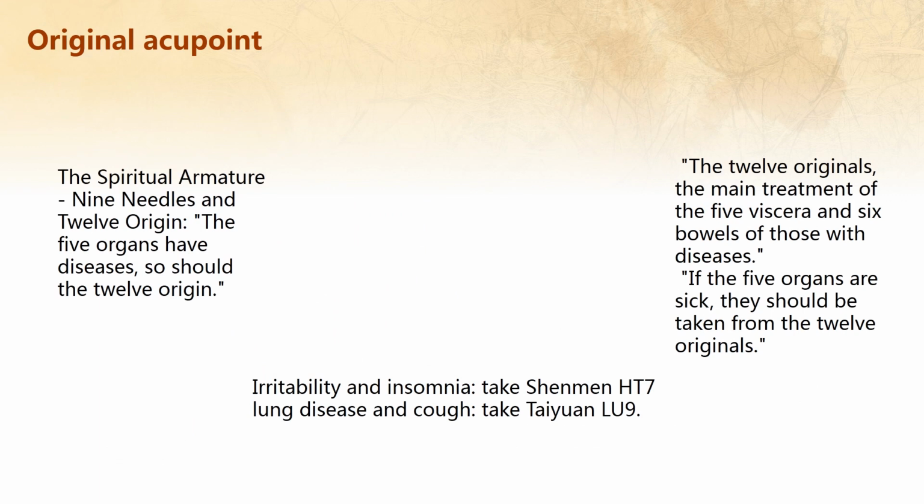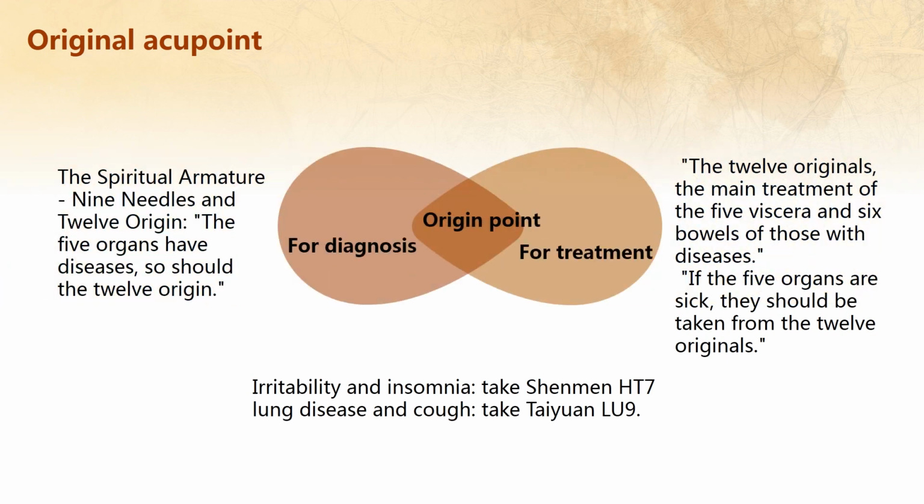Original acupoints can be used to diagnose disease. They can also be used to treat the diseases of the viscera. If you have disease in your 5 internal organs, you can take the 12 original points. For example, for insomnia, we can take Shenmen HT7. For lung disease with cough, we can take Taiyuan LU9, for they are the original points of the heart meridian and lung meridian, respectively.